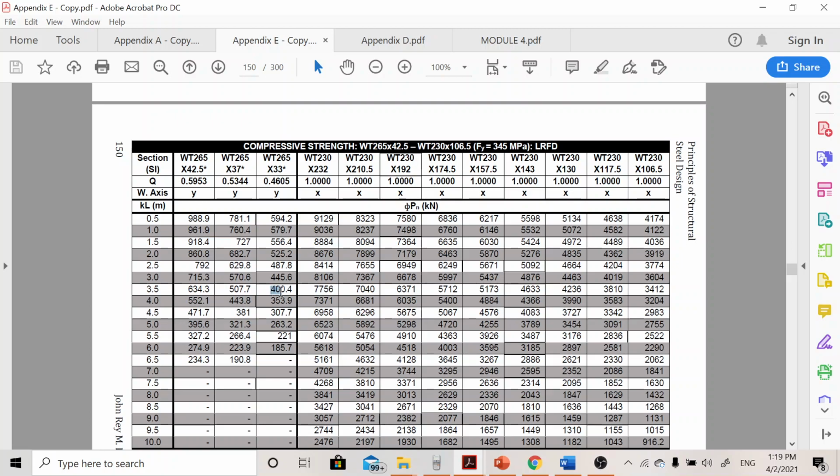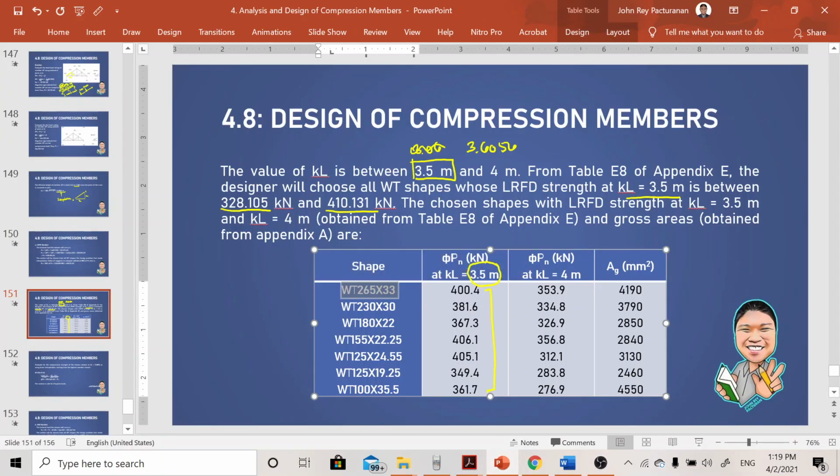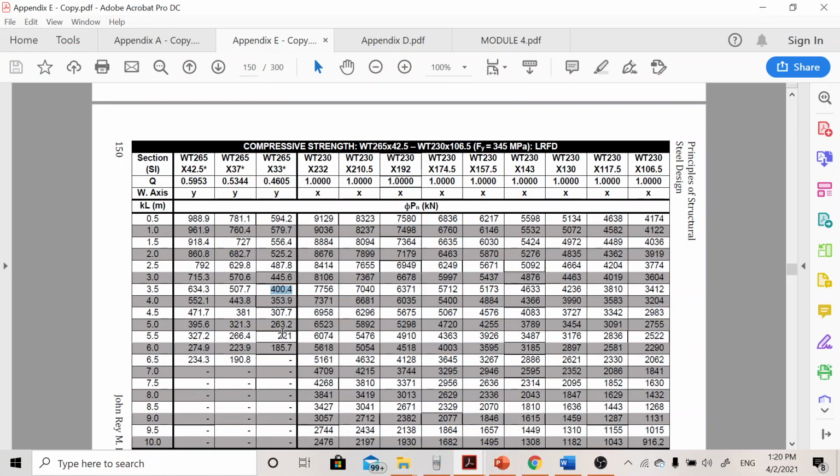3.5. Ops, ito. Yung una natin is WT 265 by 33 kasi that is between yung na-compute natin, 400.4. Tingnan nga natin kung yun din yung una. O, WT 265 by 33 yung una. So 400.4 siya. Pero isulat nyo na din yung at 4 meter. Isama mo na sa isusulat.